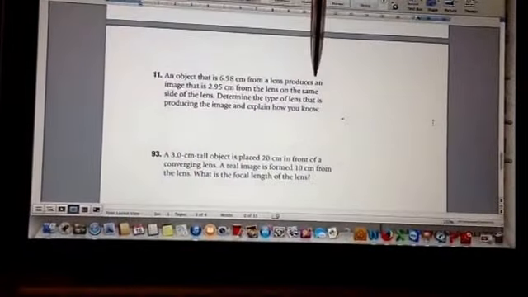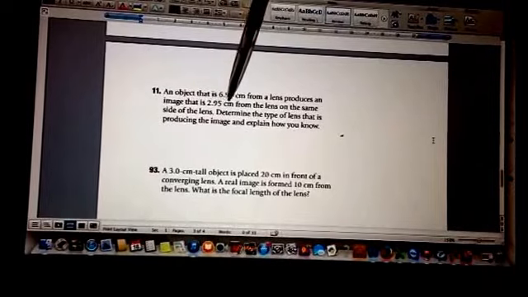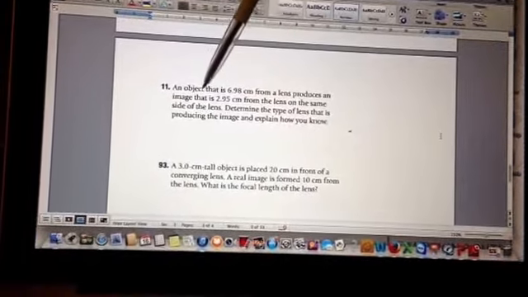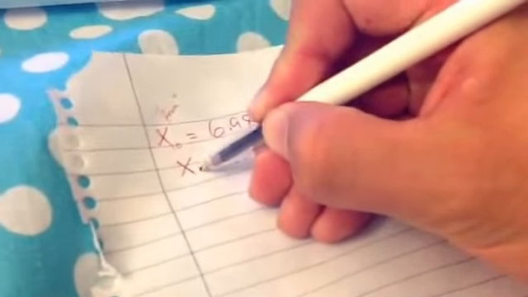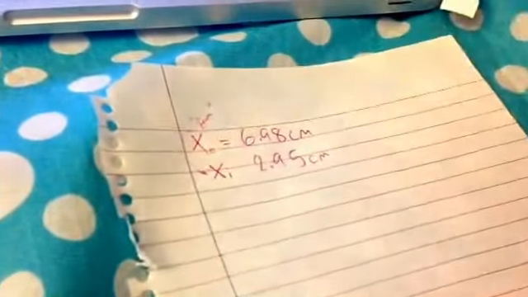Okay, this other number it gives us: produces an image, so it's going to be something to do with I, that is 2.95 centimeters from. Again, "from" is the key word, X for position, XI. So we've now identified what these numbers are: the position of the image, because the key word again was "from."